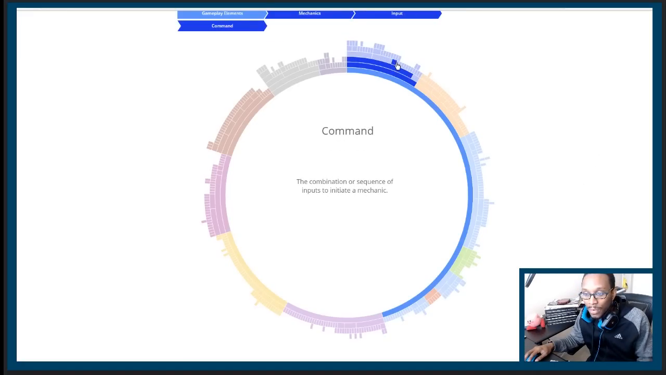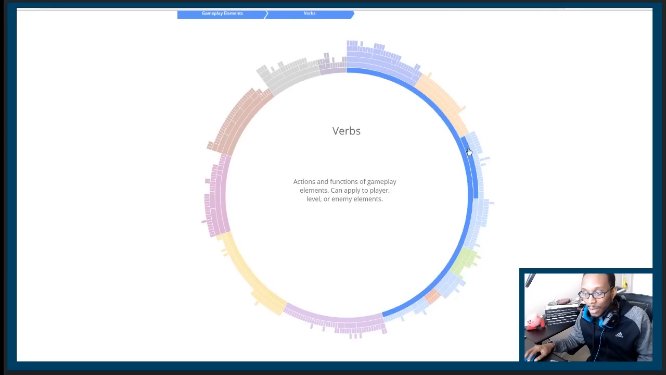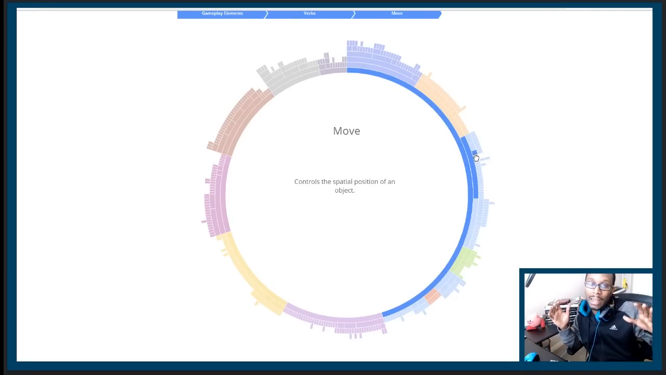As far as inputs go, it uses the D-pad, nothing too complicated as far as controls go. And as far as your basic verbs go, we have move, and in this case, we're not moving any particular tile, we're moving the entire board. And of course, the board is 2D, you have two axes of direction.